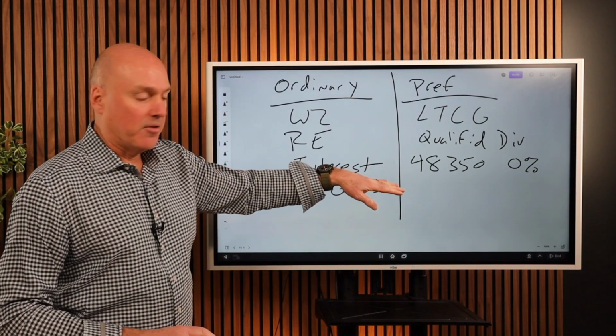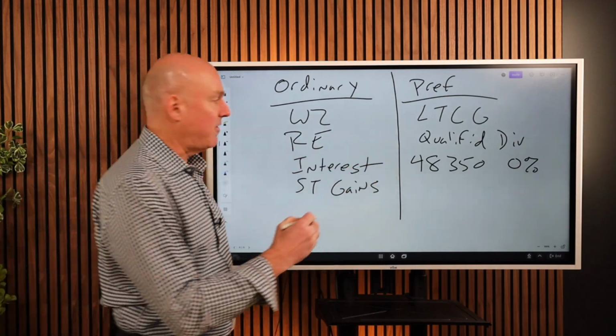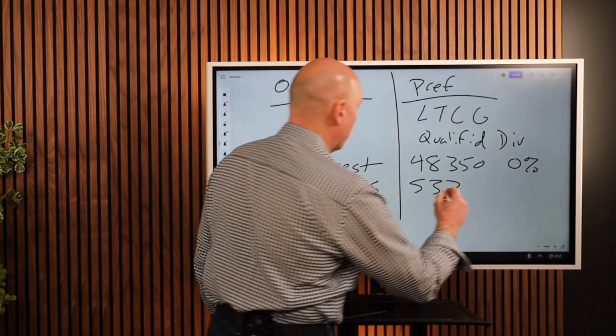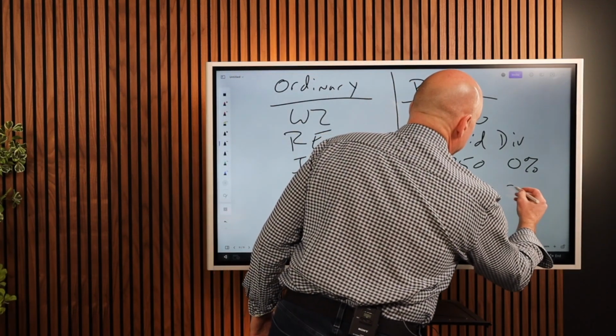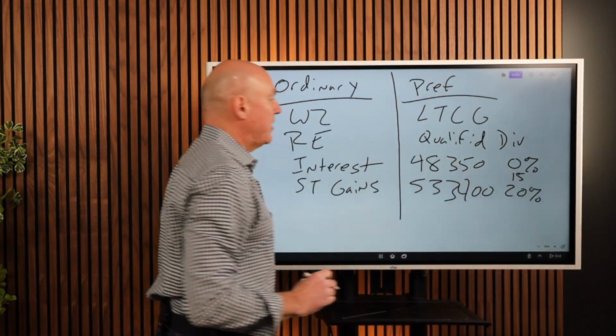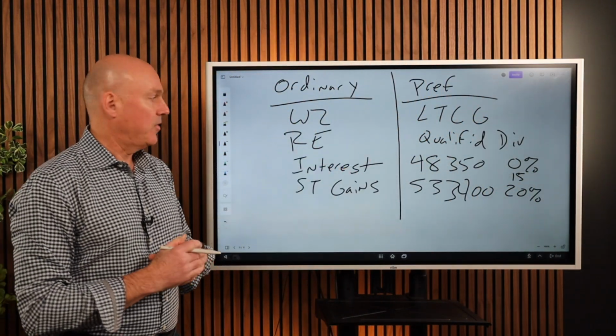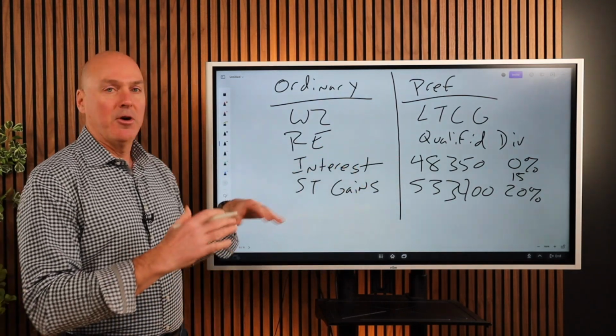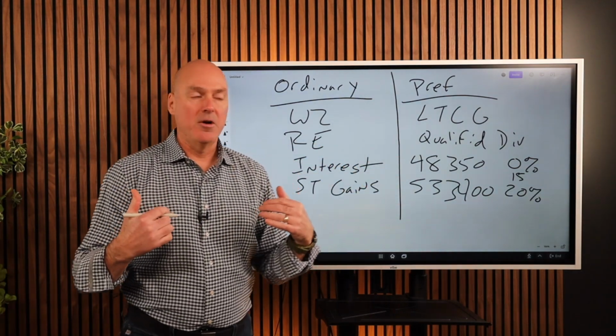Then the next bracket for single, we'll stick with single here, goes all the way up to $533,400. If you're above that, you would be at 20%, and if you're in between that $48,350 and the $533,400, you're going to pay 15% on that. So again, if you're in those brackets, it's always going to be less than that ordinary income tax rate.